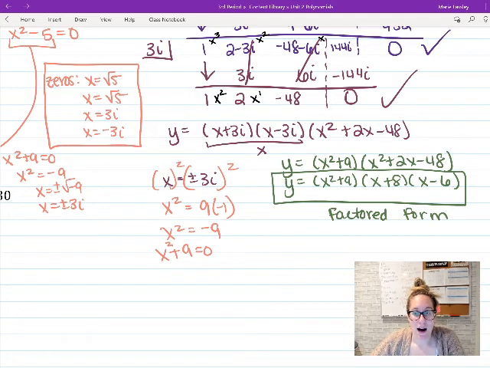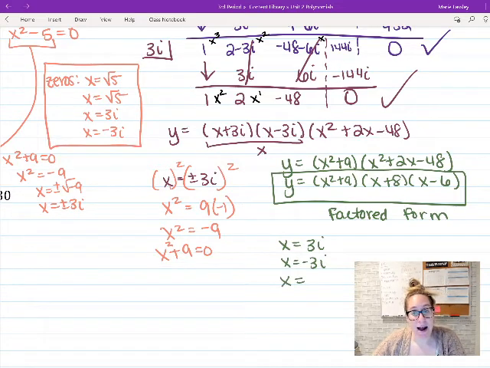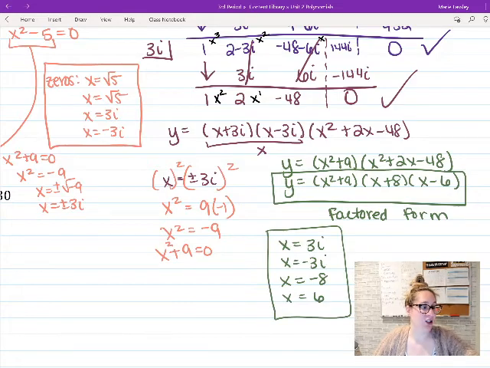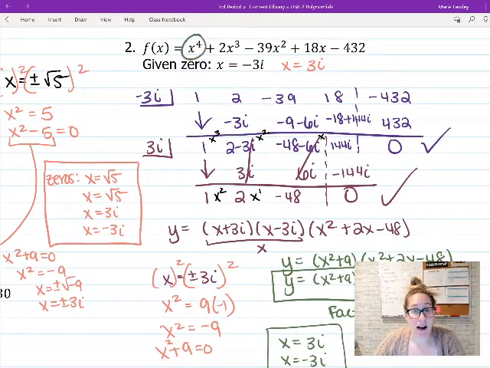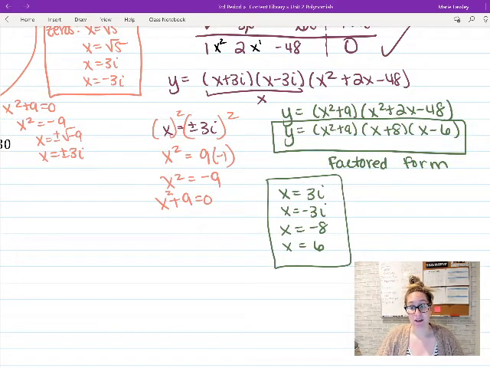All right. So the last piece of this question was to find all of the zeros. So I have x equals 3i, x equals negative 3i. Now for my last two, x plus 8 and x minus 6, I'm going to get x equals negative 8 and x equals positive 6. So I have 4 zeros, and just to double check, make sure that's how many I was supposed to have, and it is. This is a degree of 4, so I should have 4 total zeros of my function, and I found 4. So I did it right.